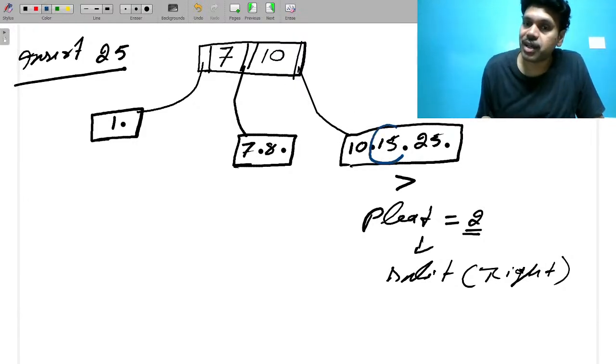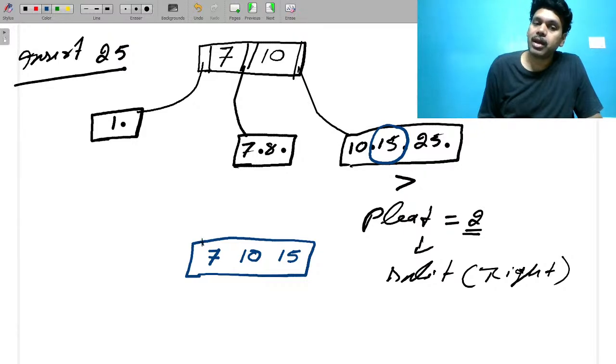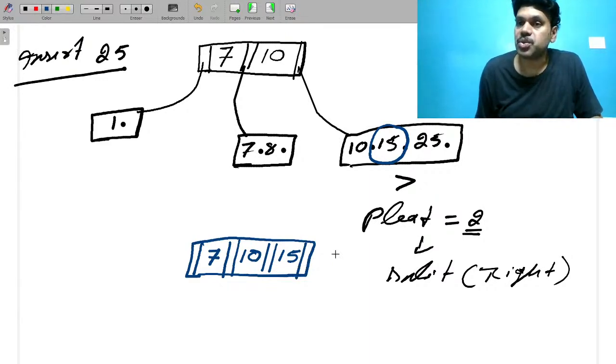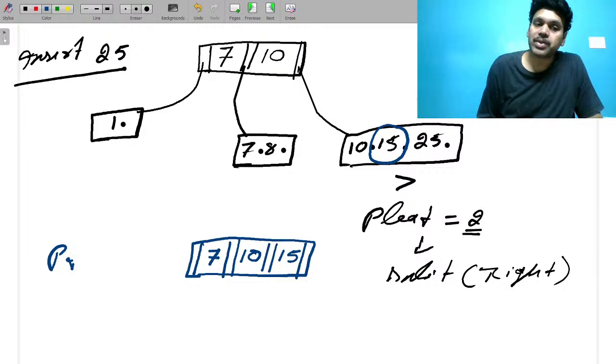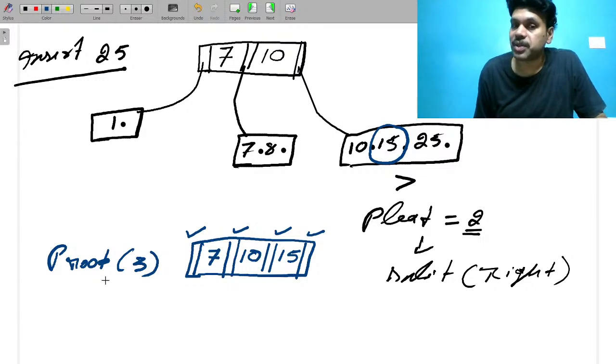Observe, my dear friends, carefully. 15 is the middle element. Therefore, you got 7, 10, and 15. Observe carefully. Now you got 4 block pointers. This is against the rules of your P root, because your P root and P internal node is given only 3, but you got 4 block pointers. So that means your 4 block pointers are greater than your 3.